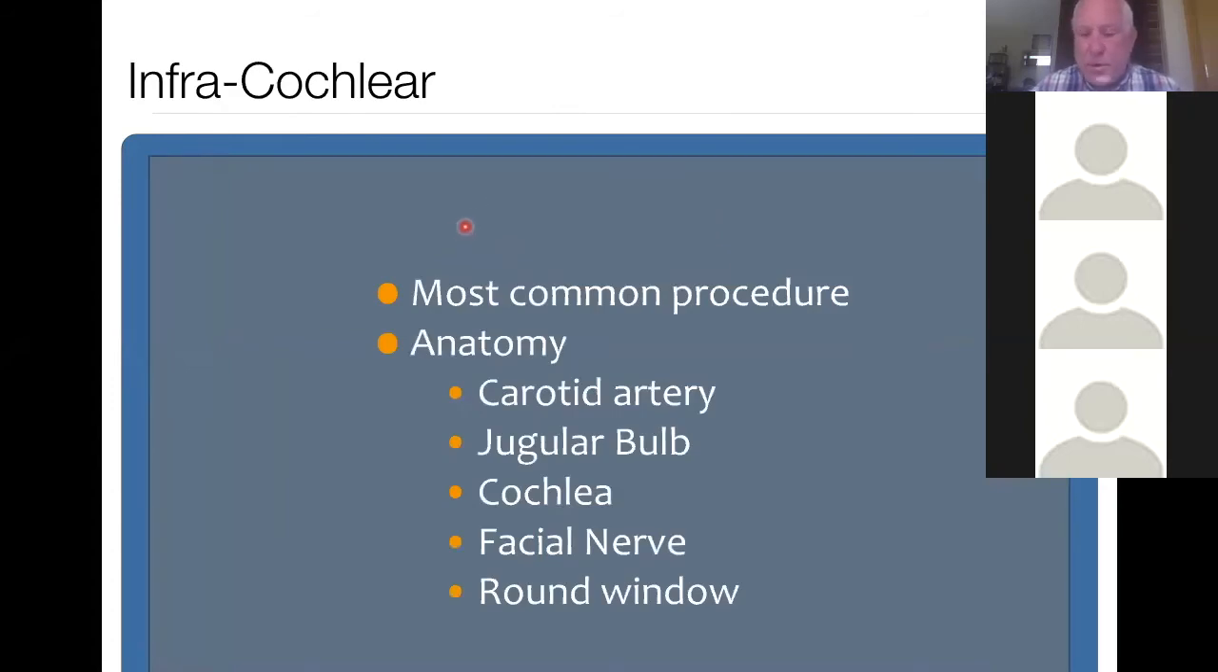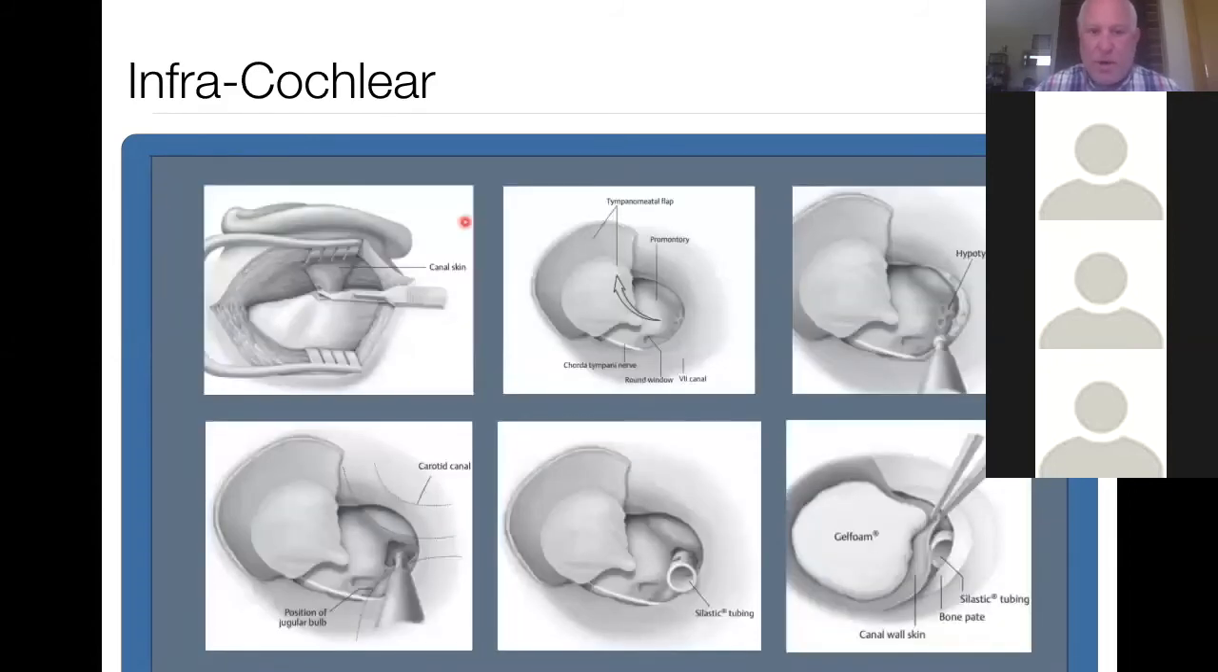The most common procedure, if you're going to deal with a cholesterol granuloma, is the infra-cochlear approach. The critical anatomy, as I mentioned just a short while ago, is the carotid, jugular bulb, the cochlea, the facial nerve, and the round window. These are important landmarks. So you can see the infra-cochlear approach is done through a post-auricular incision.